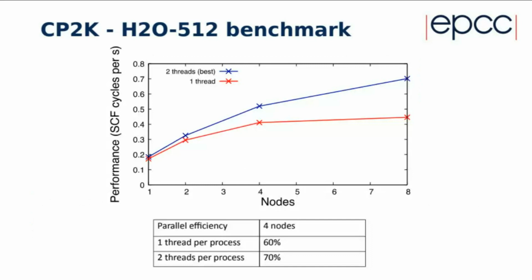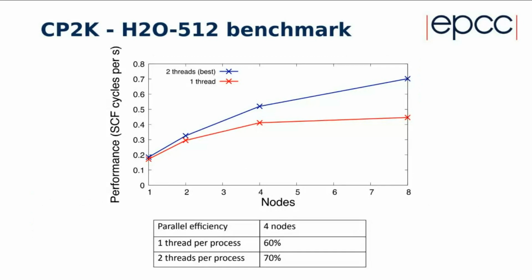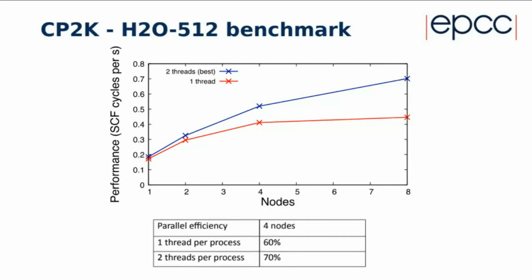If you look at the performance, this is comparing 1 thread and 2 threads per process, which was the best configuration for this result. You can see that even on 4 nodes, using 1 thread per process gives a parallel efficiency of about 60%, whereas with 2 threads per process, this is 70%.